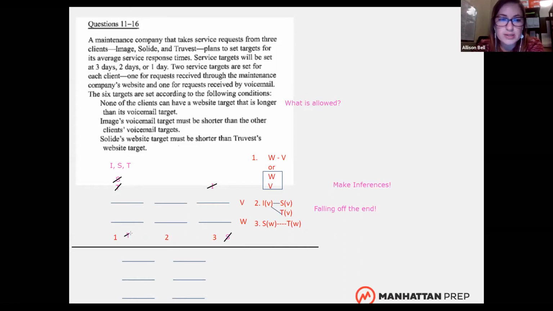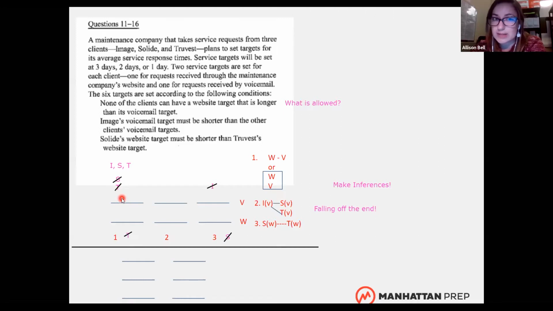The first rule is a little bit more abstract, that the website has to be before the voicemail or at the same time. I'm not too sure that I can make too many inferences with that yet, so I'm going to save it. And then I'm going to just highlight one more thing that might be a little bit confusing at first, which is sometimes when my brain looks at this first space, it's like, okay, S can't go there and T can't go there, but so I must go there.